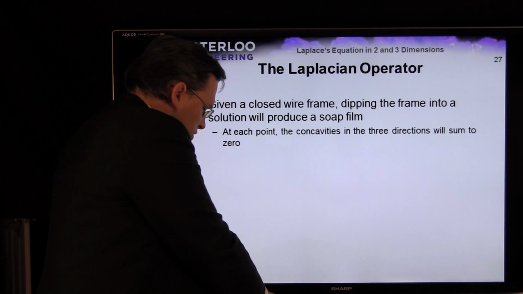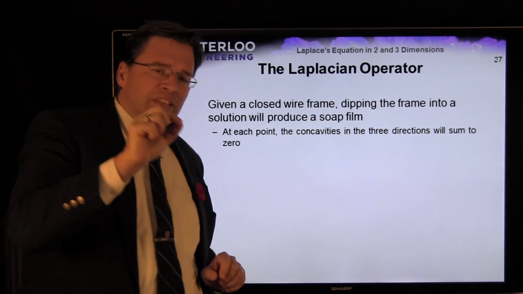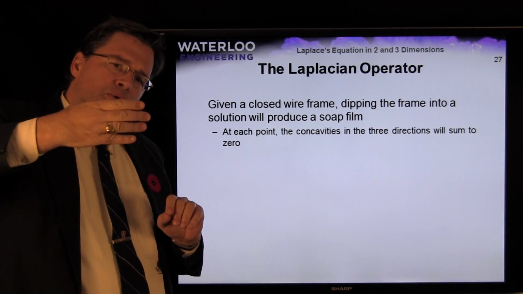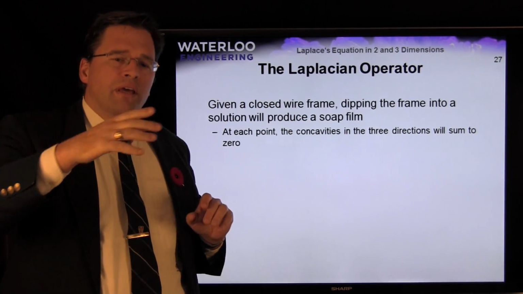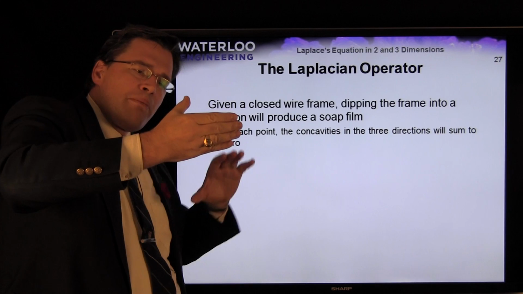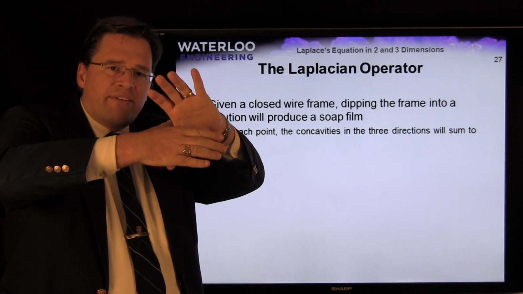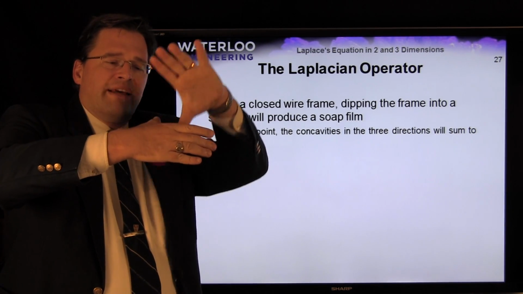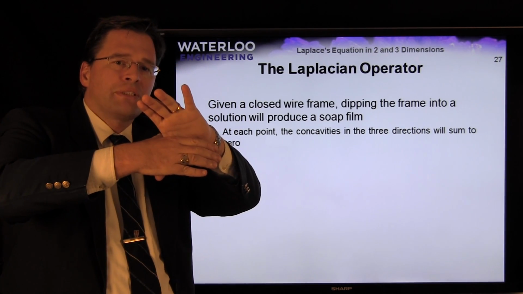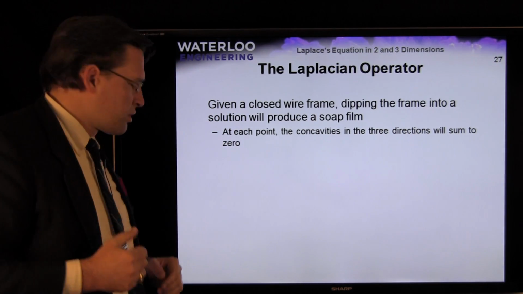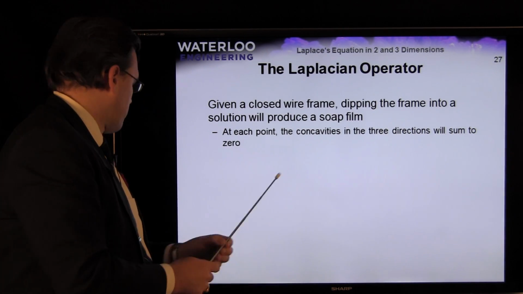As you can imagine, at every single point, you're going to have some sort of concavity due to the bizarre shape of the boundary. You're going to have concavity in one direction, and if you look at the other direction, you will have a concavity that's equal, but in the opposite direction. Therefore, the 2 forces cancel each other out.